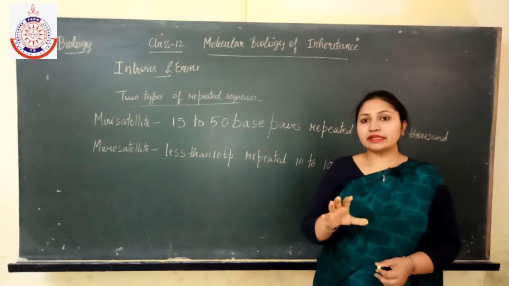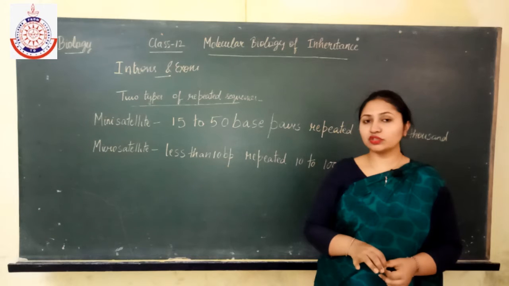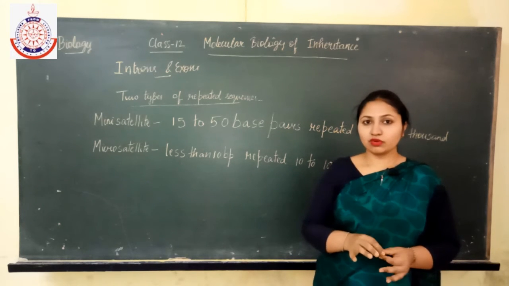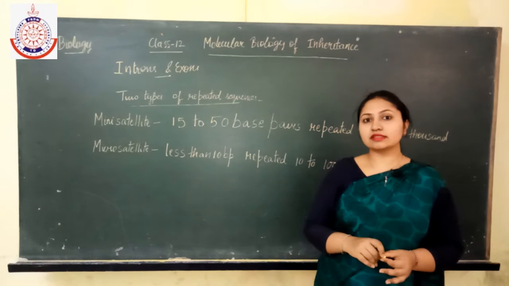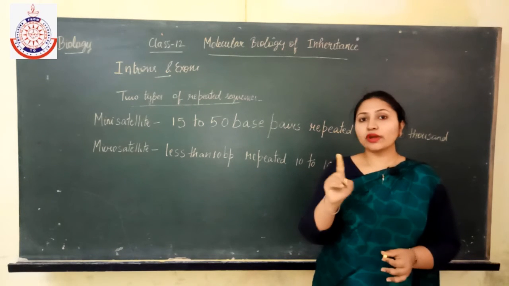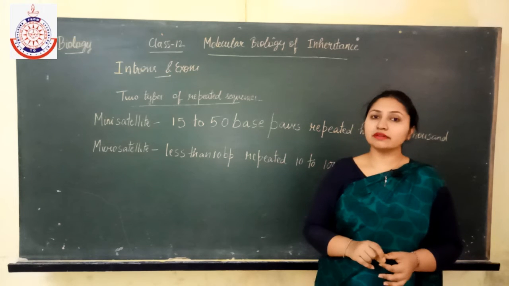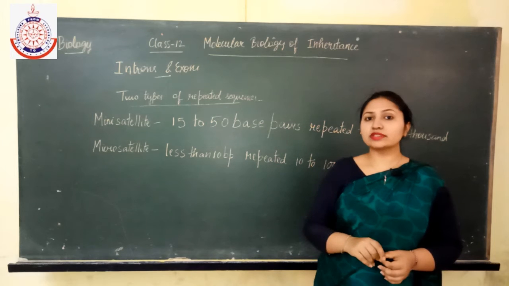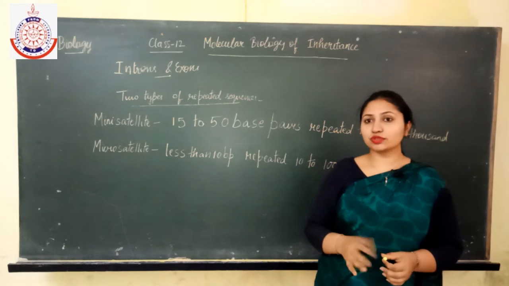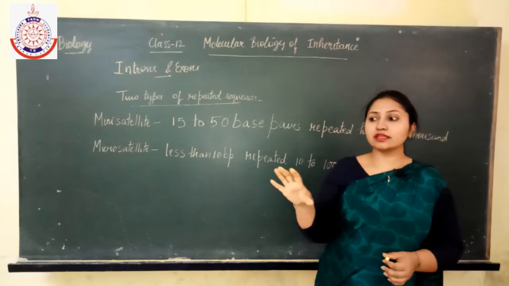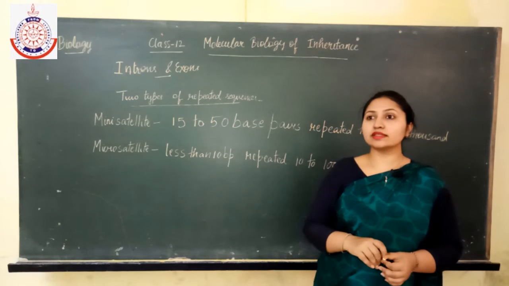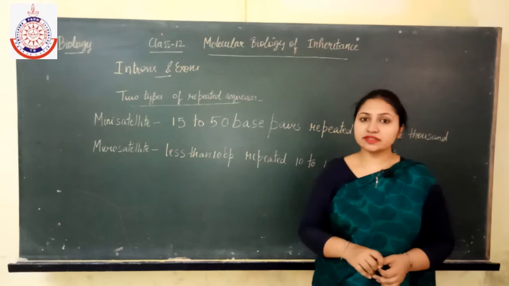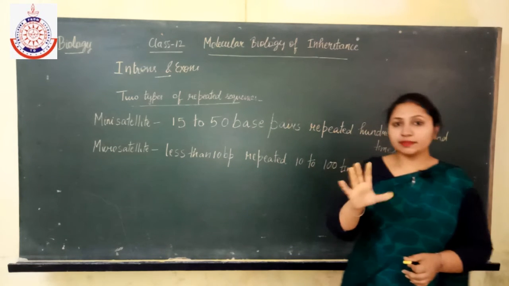So around 90% of the human genome is almost the same. Like we earlier discussed, 99.9%. So 0.1% of the sequences are different in individuals. Now, why are these sequences different? Why is this 0.1% different? Because these contain the repeated sequences.